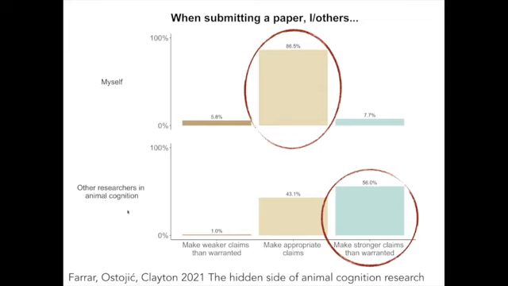But for others, the respondents said, well, yeah, but more than half of people in our field make stronger claims than warranted. These two things cannot simultaneously be true, right? And I don't mean to pick on animal cognition research because it's not unique in this way. You can see that this is a self-serving bias. If you think that most people are exaggerating their claims, but you're not, then you're probably exaggerating your claims too.